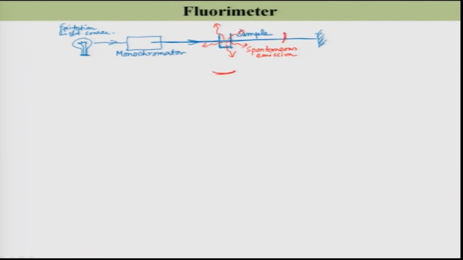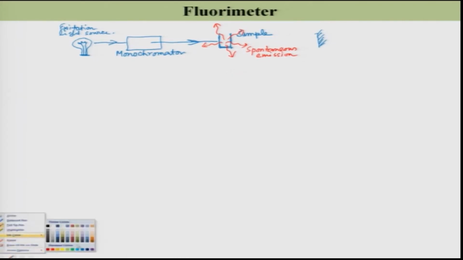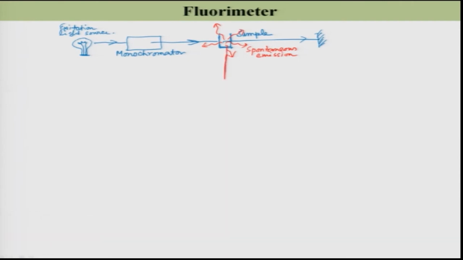And so on and so forth. But to avoid some scattering, we usually put our detector in the right angle geometry, and this emitted photon is detected in the perpendicular direction to the excitation, right, the perpendicular direction of this excitation.